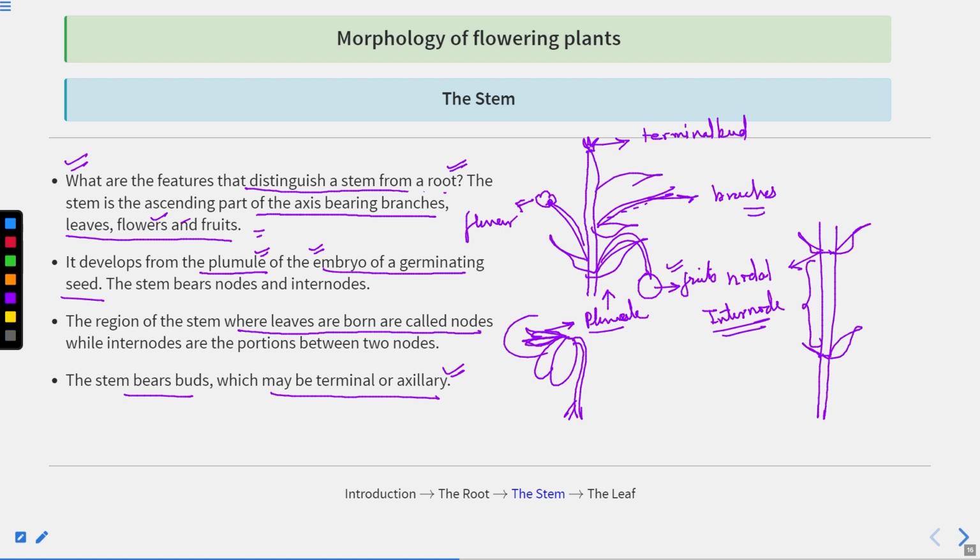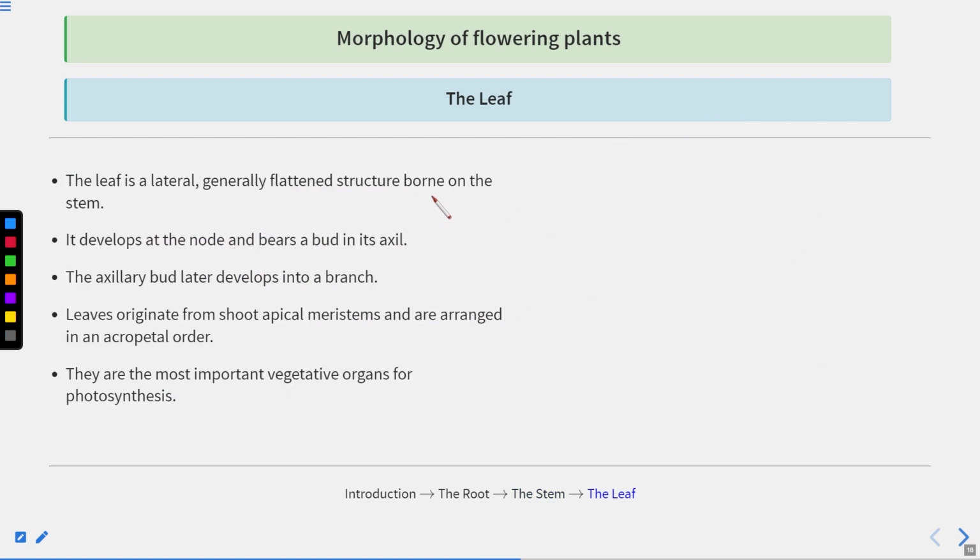And sometimes at the nodal region where the leaves are attached, axillary buds come out. Axillary buds. So the terminal bud is moving upward. It helps the plant to grow upward, whereas these branches are coming out from the axillary bud. Okay. After the stem, we are going to study the leaves.